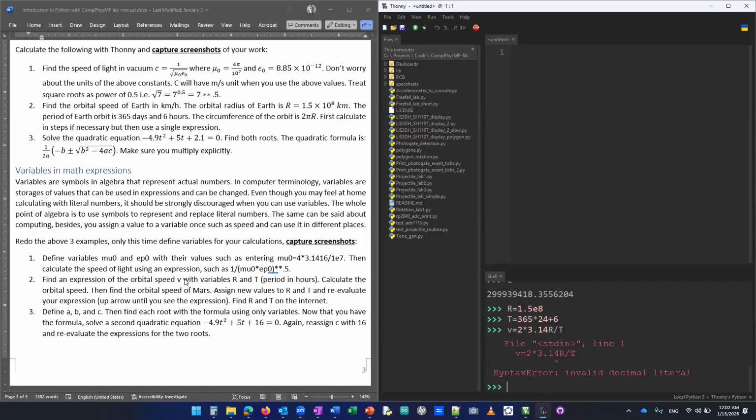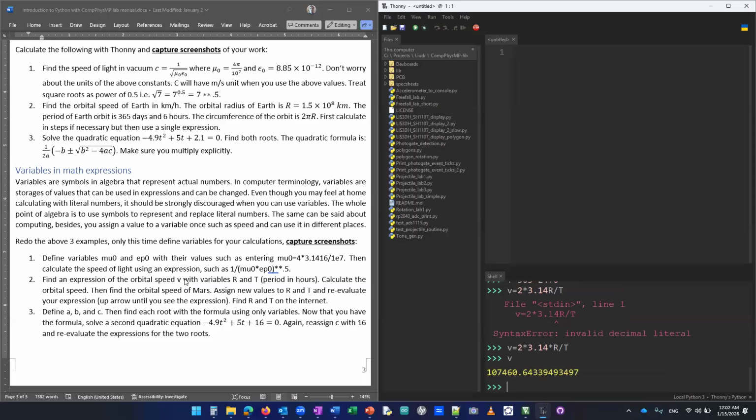I see. Explicit multiplication, right? Easy to forget. So 2 times pi times r, right? 2 pi r is just too convenient for us. Okay, so there we go. Same exact number out again.